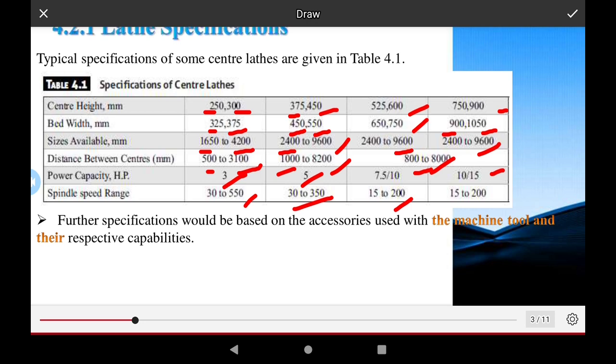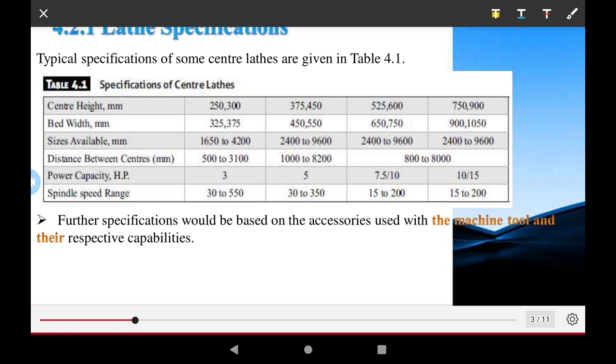Further specifications would be based on the accessories used with the machines, tools, and the respective capacity. For high capability machines, the power required is very high, the production of the job is very high, and the production rate increases in this area.